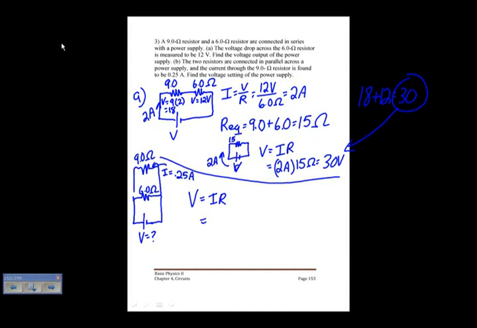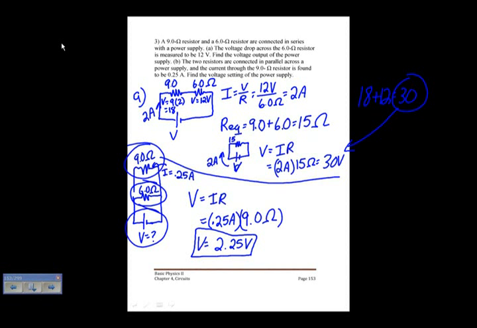and I know its current and its resistance. It's going to be 0.25 amps times R, which is 9 ohms, which is 9 over 4, which is 2 1/4, 2.25 volts, or 2.3 volts. So that's our answer. That's also the voltage across this resistor, and the power supply.